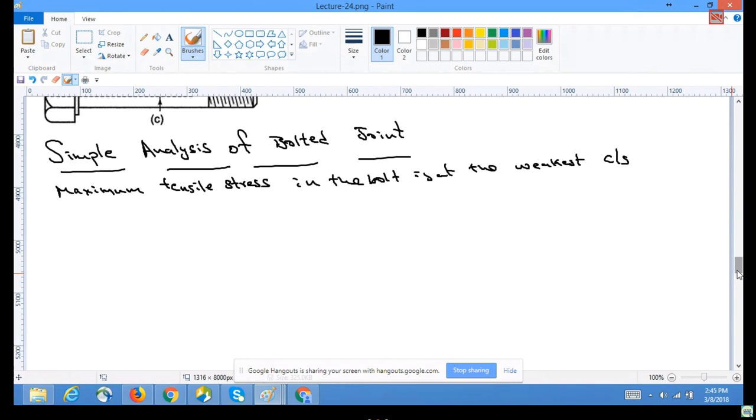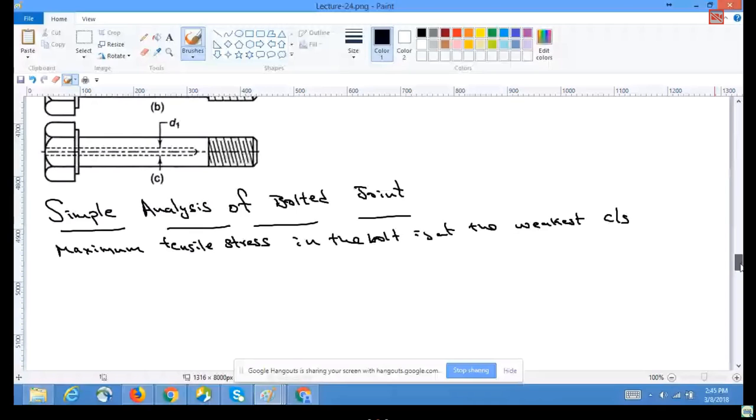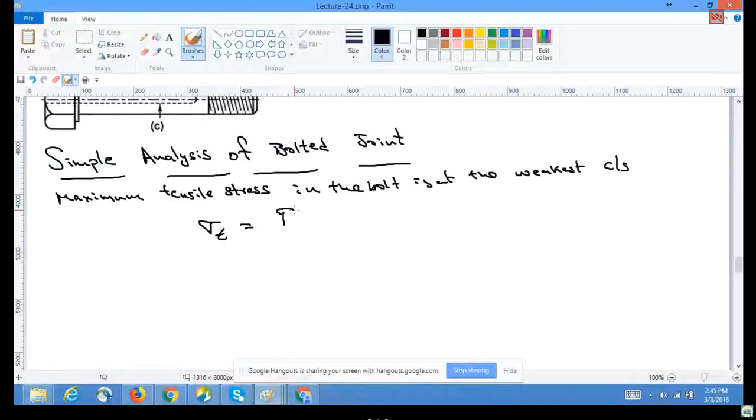So if you are matching this with the core dia, we can write the cross section area equal to the total load divided by pi by 4 dc square. So it should be less than SYT divided by factor of safety.